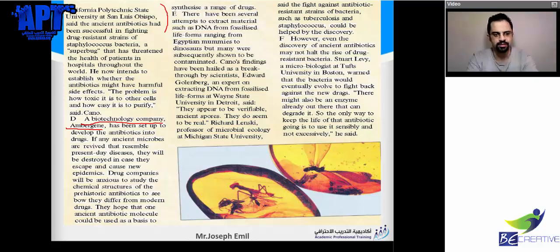Drug companies will be anxious to study the chemical structures of the prehistoric antibiotics to see how they differ from modern drugs.